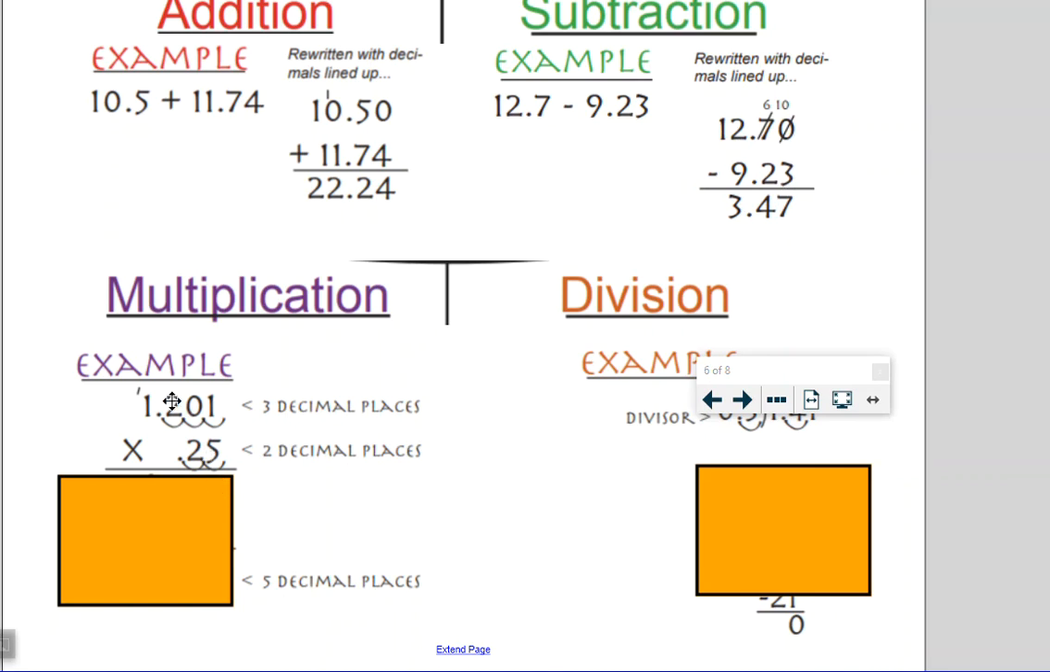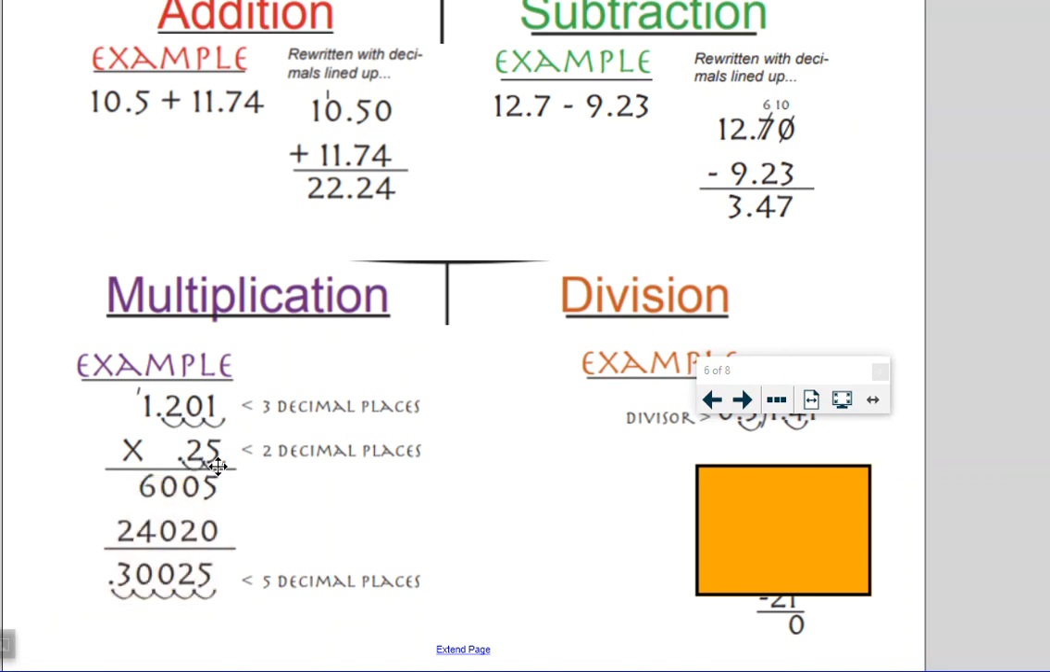You got to ignore the decimal points when you multiply. You multiply like normal. And then when you get your answer, you come back and say, well, I have 3 decimal numbers, I have 2 decimal numbers. That's a total of 5 decimal numbers. So I'm going to move my decimal point to the left 5. That's what you do when you multiply. You don't really line them up. You really ignore them until you get to your answer.